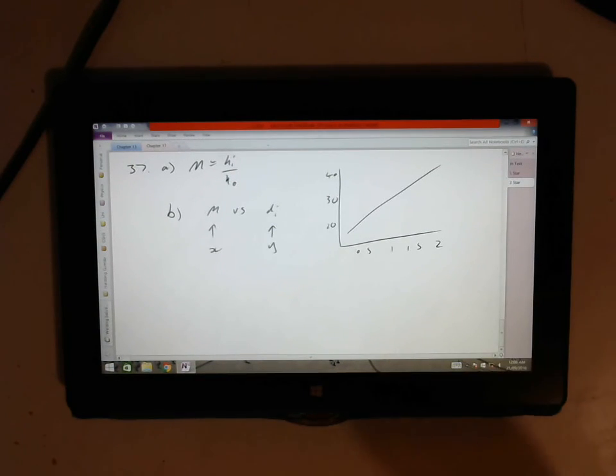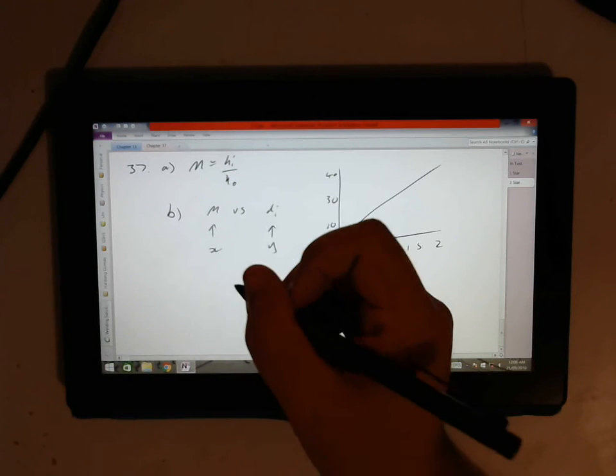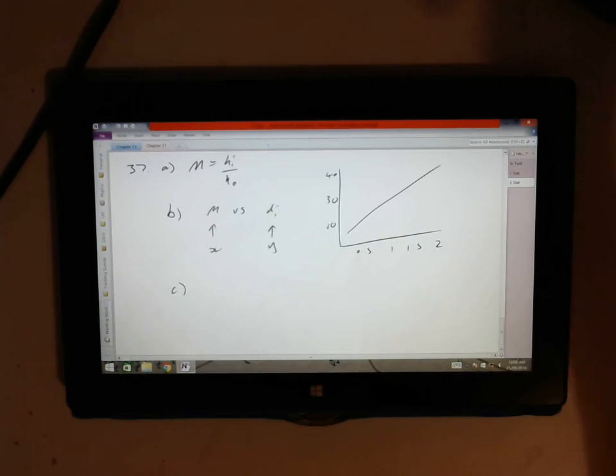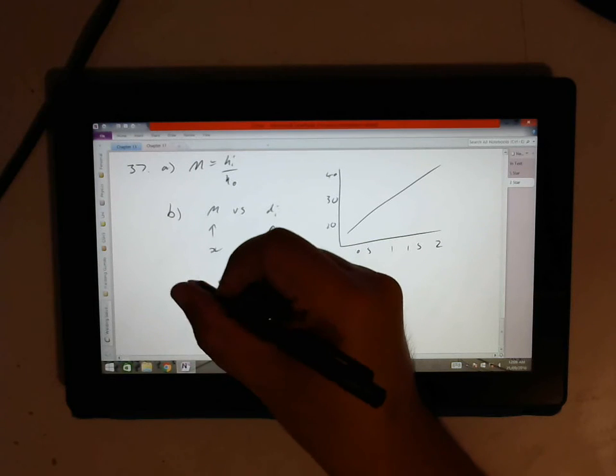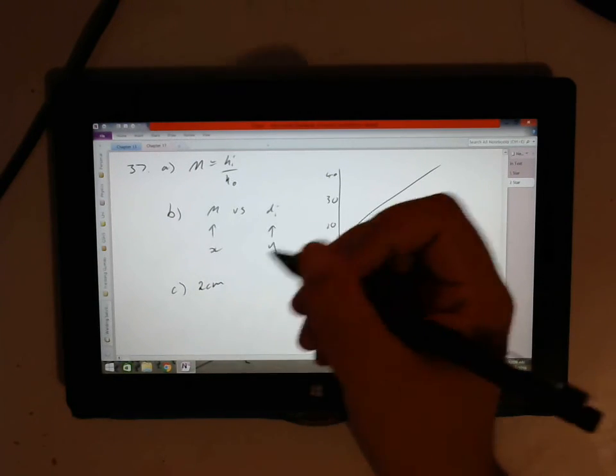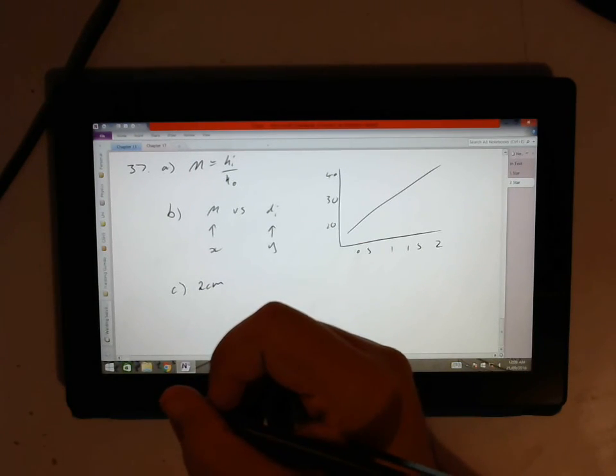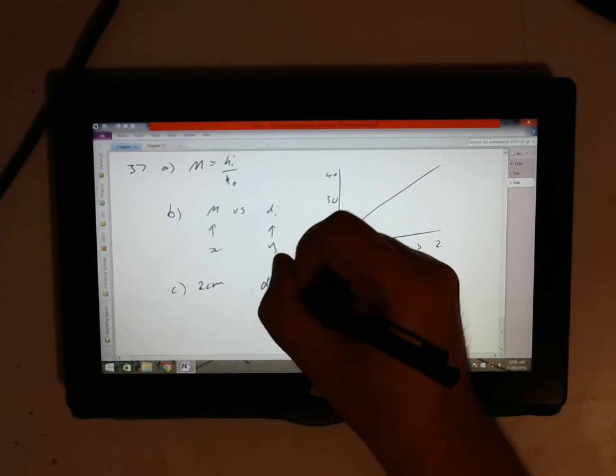I'm not going to copy over the graph, you guys can do that yourself, but have a look at the graph there. We just need to read these off. So find the magnification when the image distance is 45. If I have a look at this, I can put my thing in halfway between 50 and 45, read it over, and it looks to be around 2, which the answers give us is 2.